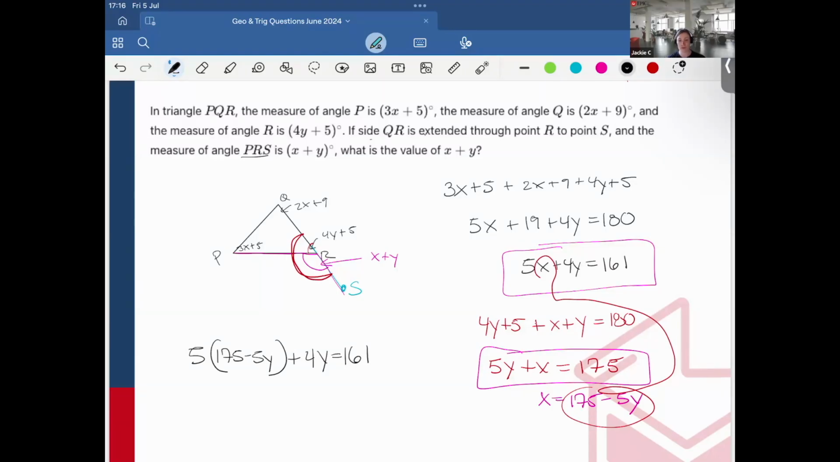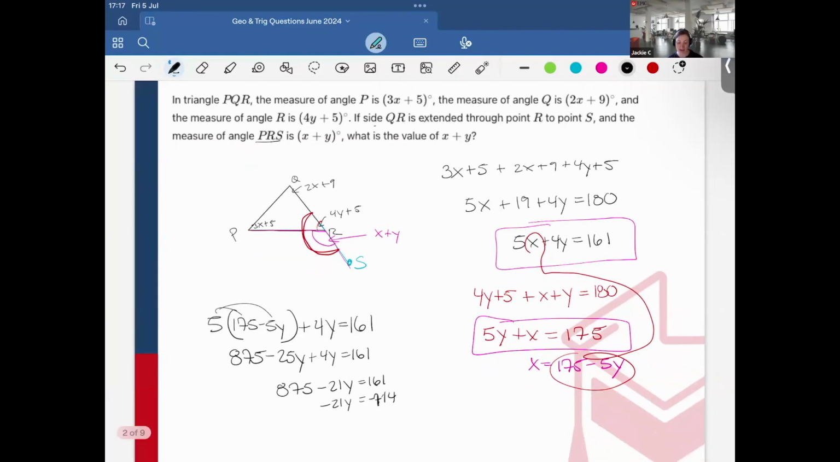So 5 times 175, that's 875. And 5 times 5 is minus 25y plus 4y equals 161. Combine the y, so I'm left with 875 minus 21y is equal to 161. Subtract the 875 from each side. So I would have negative 21y is equal to negative 714. Now divide each side by negative 21, and I get that y is equal to positive 34.